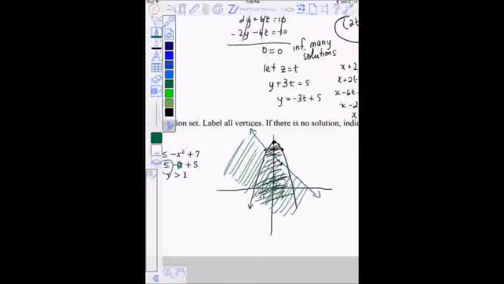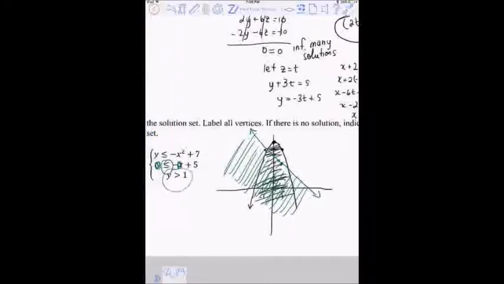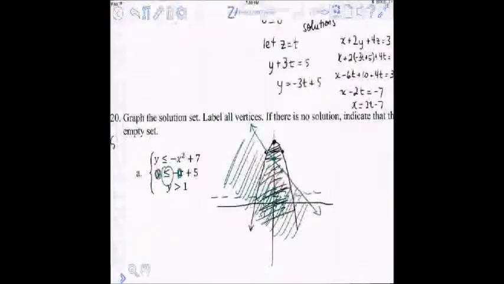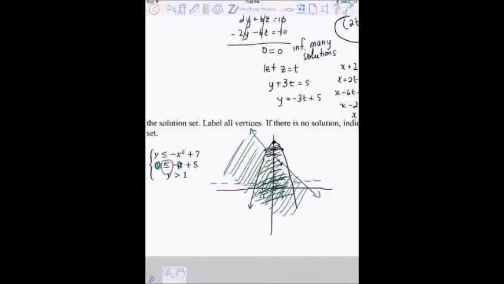Now, this other inequality, y is greater than 1, if there's no variable and it's just y equals a number, that's a horizontal line going through 1. And since it's just greater than and not greater than or equal to, it's a dotted horizontal line that goes through 1. And since y is greater than 1, numbers greater than 1 are above, so we're going to shade above the line.